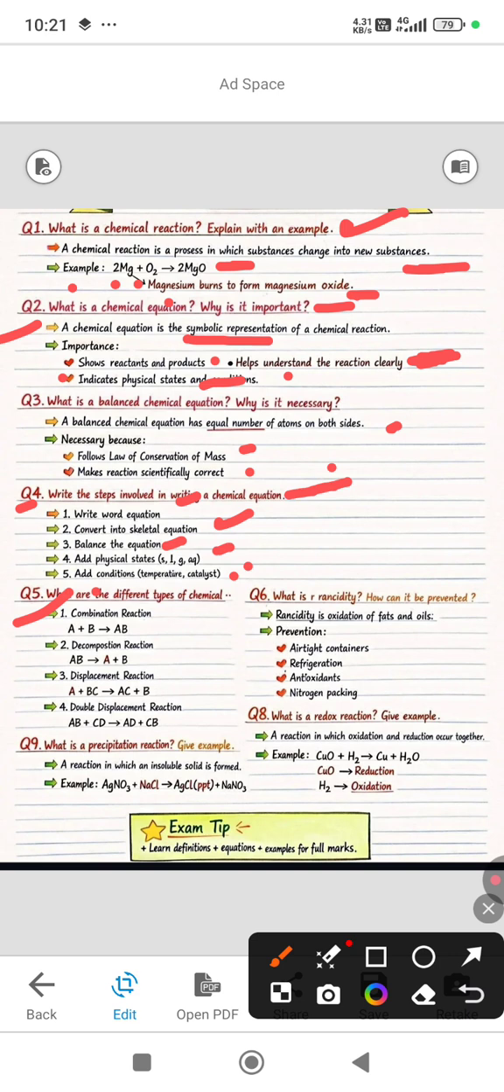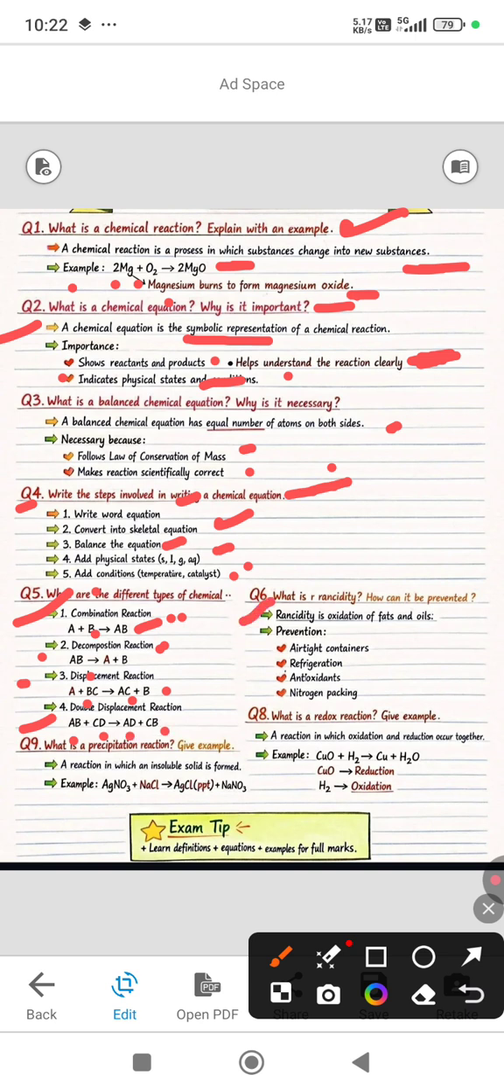Question number 5, what are different types of chemical reactions? Number 1, combination reaction. If reactants are A plus B, then the product is AB. Number 2, decomposition reaction. If reactant is AB, it gives A plus B. Number 3, displacement reaction. If reactants are A plus BC, it gives AC plus B. Number 4, double displacement reaction. If AB combined with CD, then it gives AD and CB.